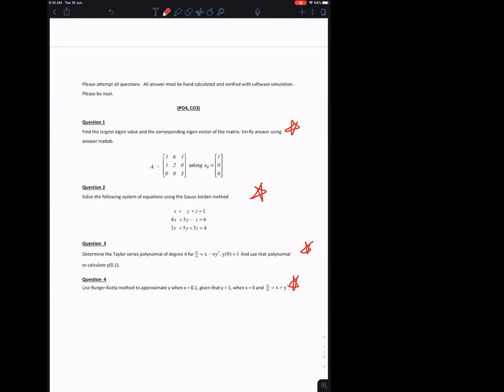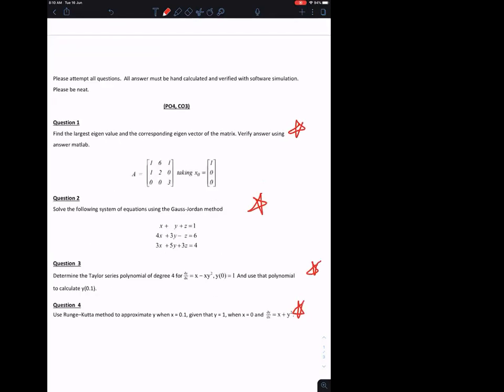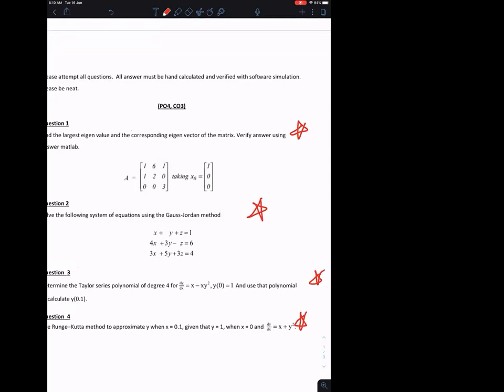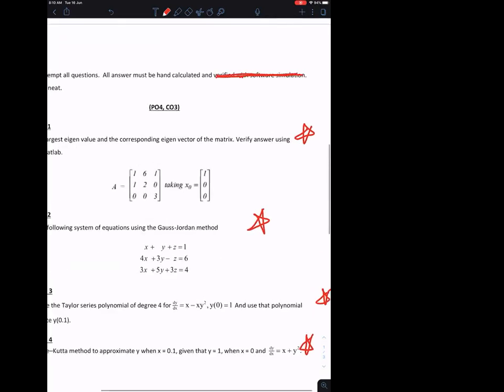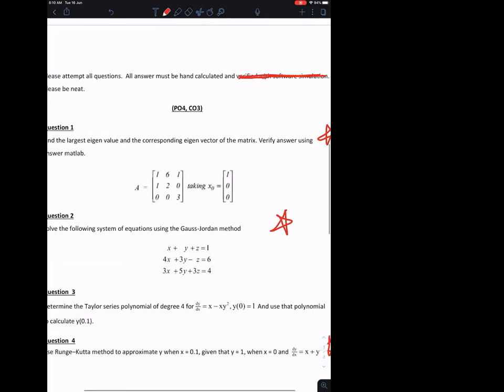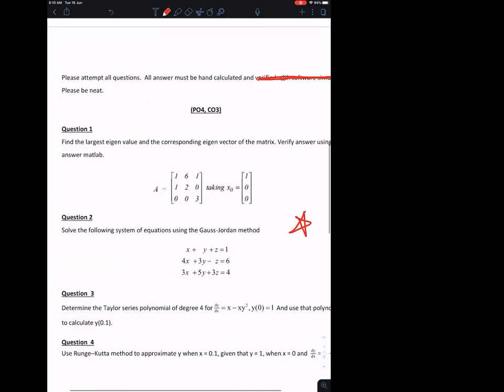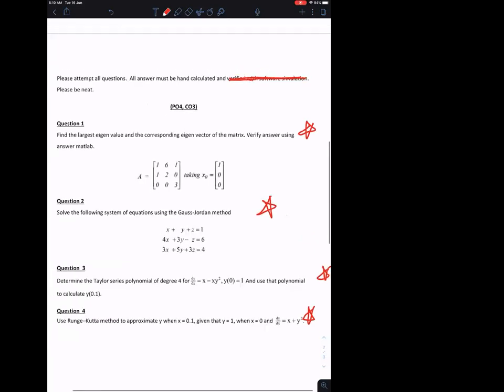So for the assignment, you don't have to do software simulation for all of them, only for one problem. You only do MATLAB for question 1.